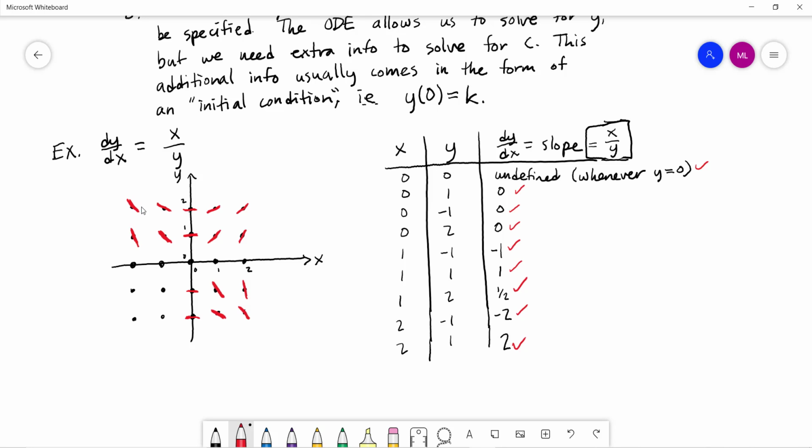And what you'll notice is you can start to see some symmetry here. This one is the mirror image of this one. This is the mirror image of this one. This one's where the mirror is, so it's the mirror image of itself. Same thing happened here. We can speculate that that's probably going to continue. Let's just verify that that's going to be the case. Let's try this point, the point negative 1, negative 1.